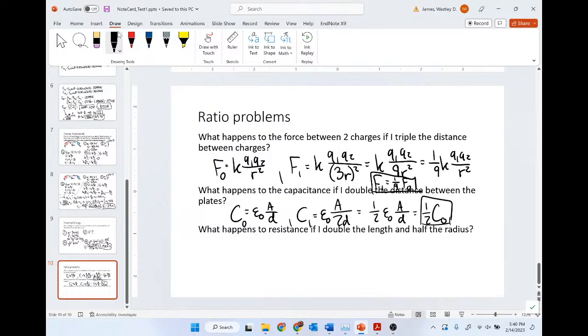What's the equation? I mean, this is what you'll have to do on the test anyway. What equation has resistance, length, and radius? It's not going to show up as radius, it'll show up as area.